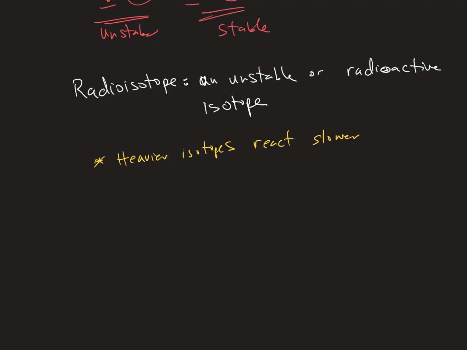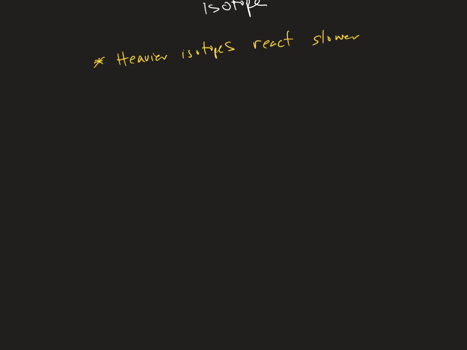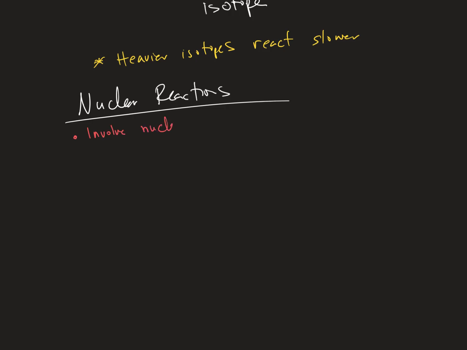But in this chapter, we're not going to talk a lot about chemical reactions. That's basically all I'm talking about, chemical reactions, and how they're different than nuclear reactions. So let's make a few notes on nuclear reactions. Obviously, they involve the nucleus of the atom, hence the name.